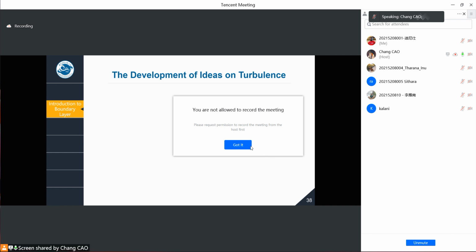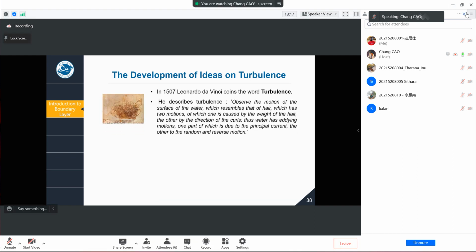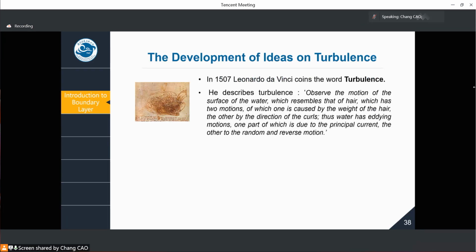And turbulence was first introduced in 1507 by Leonardo da Vinci. I think you must have heard this famous name. Okay, he pointed out the word turbulence, and he even described turbulences. But at that time he did not realize that the air flow in the atmospheric boundary layer is turbulent. He did not mention this, but he just pointed out the word turbulence.